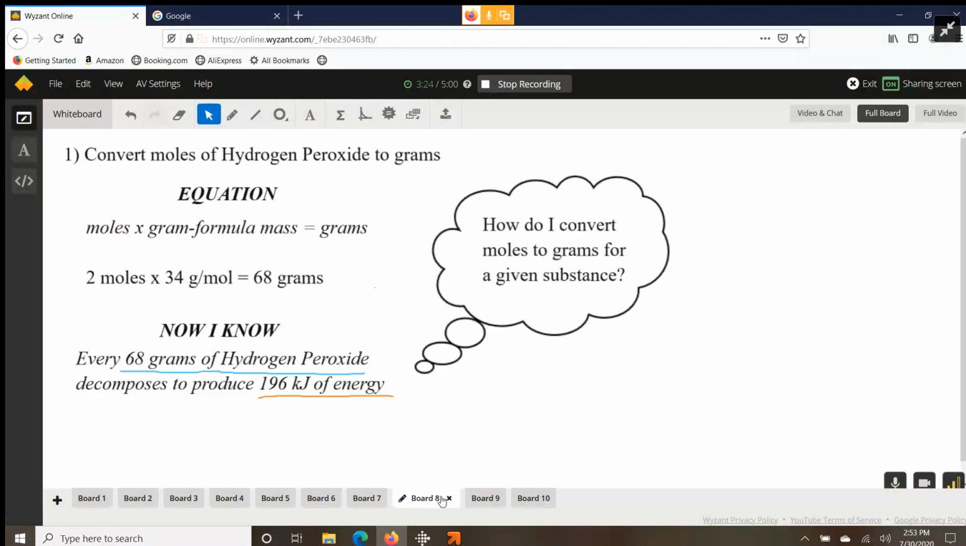So now we're just going to plug and chug into our original equation that I just gave you. So we had 2 moles of hydrogen peroxide. So that was from the reaction equation they gave us. You multiply by your gram formula mass that we just figured out. So now we know we have 68 grams of hydrogen peroxide producing 196 kilojoules of energy. So step 1 is done.